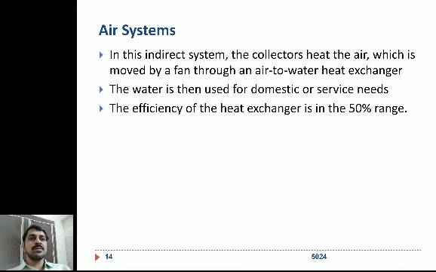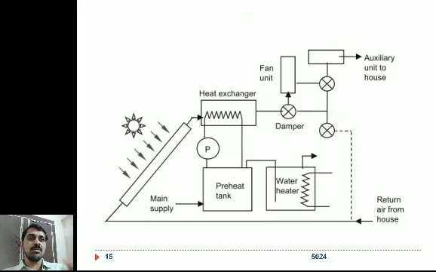The last one is air systems. In this indirect system, the collectors heat the air which is moved by a fan through an air to water heat exchanger. So instead of using water or any other liquid in the flat plate collectors, air is used as the working medium in the collector. Then the heat absorbed by the air will be transferred to water in an air to water heat exchanger. The efficiency is comparatively low when compared to the other systems. It is 50% only. You can see here there will be a collector, an air to water heat exchanger, then there is a separate water heater.